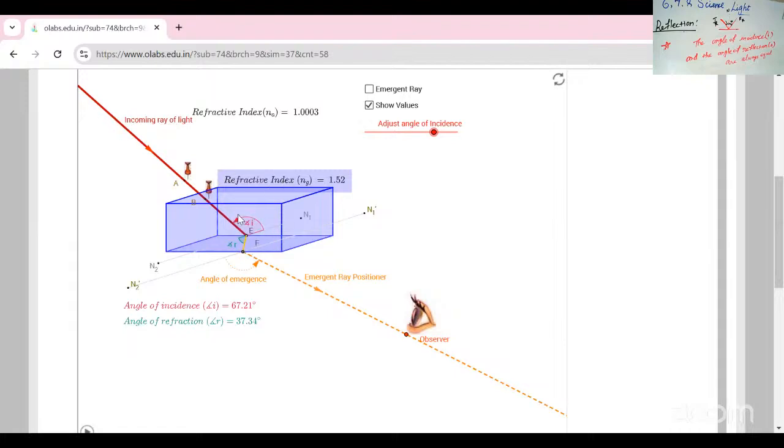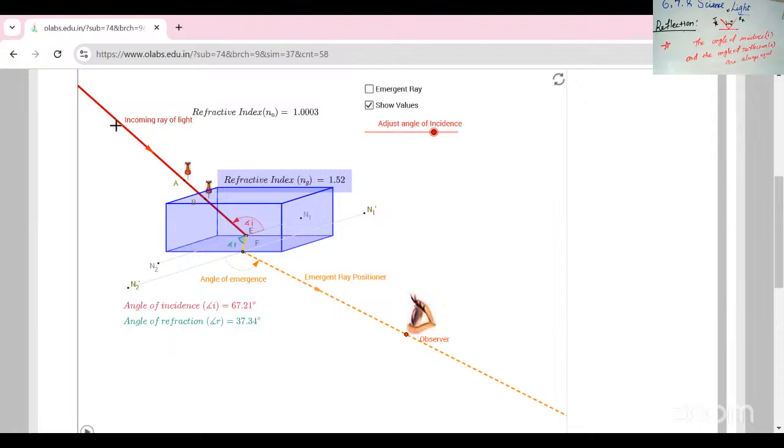How the refractive index, the refraction is done in this area. So this is the refractive index. This is the angle of emergence. The light emerges in this part, so this is called the angle of emergence. Angle of incidence is 67.21 degrees. Angle of refraction is, that is, refractive index is 1.52.